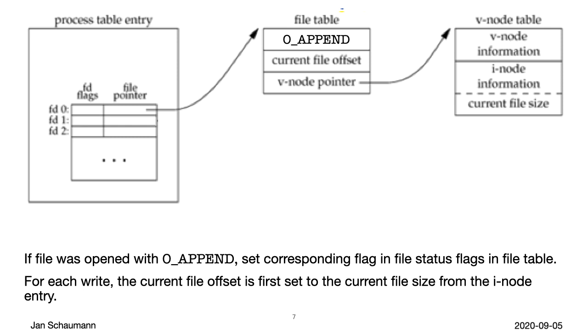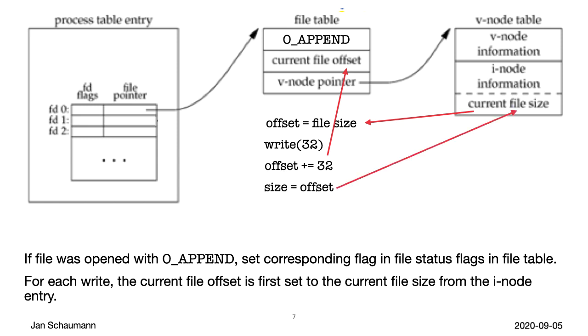So far so good, but we said that if we use append, then all writes will occur at the end of the file. How does that work? Well, if you open a file in append mode, the file status flags are set accordingly, and whenever we call write, it will first set the current offset to the current file size, then update the current offset, and since by definition the current offset is larger than the file size, also update the file size in the inode.